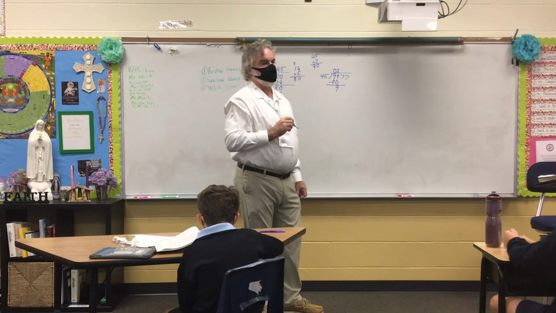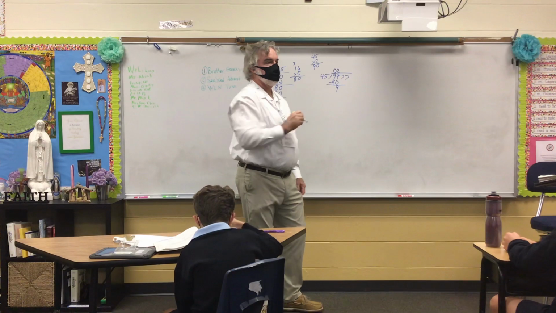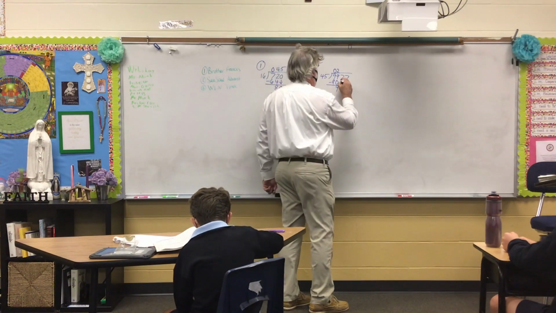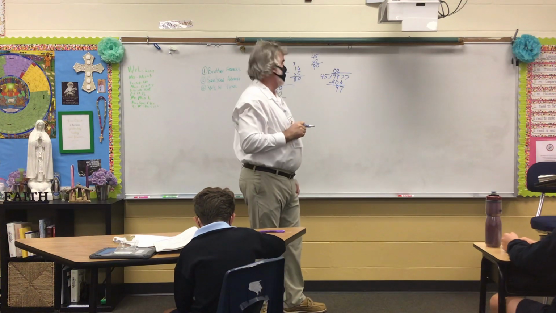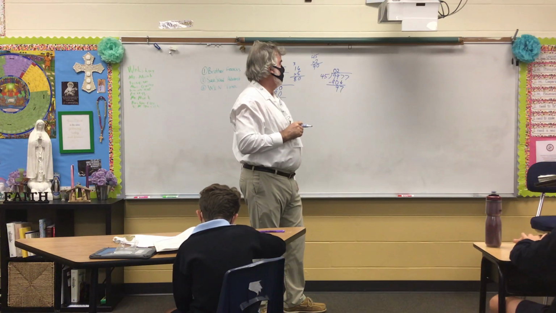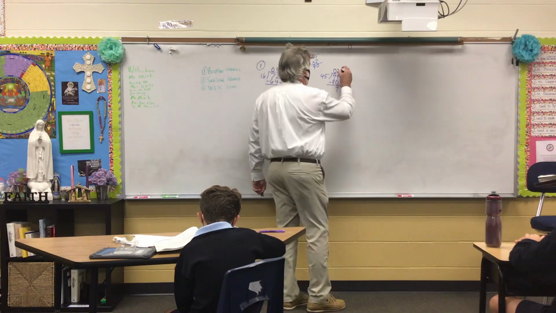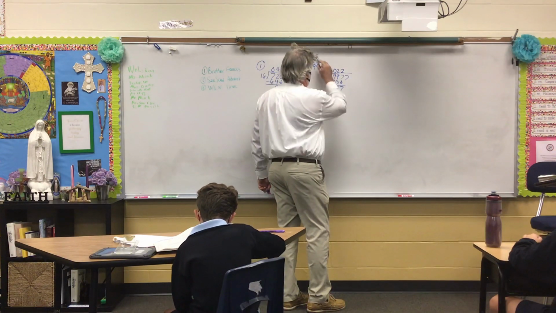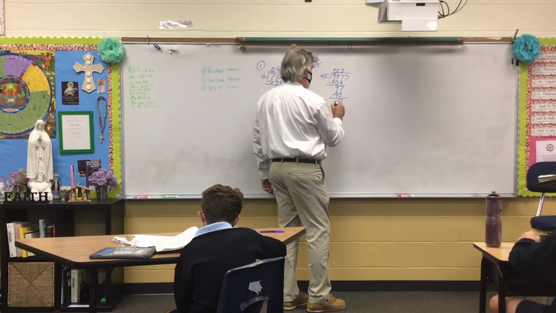Now what? Charlie, what do I do next? You bring down the 7? Bring down the 7. Lucas, what am I doing next? You're saying how many times 45 is into 97? How many times do you think it goes in? 2 times. We've already figured out what 2 times 45 is. So we're going to put the 90 down here, subtract, we got 7.